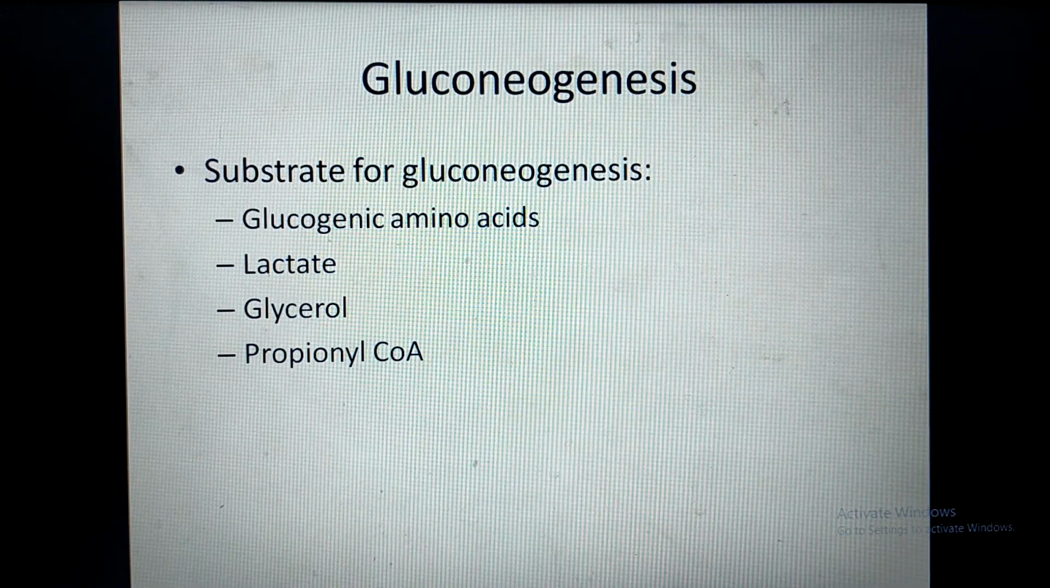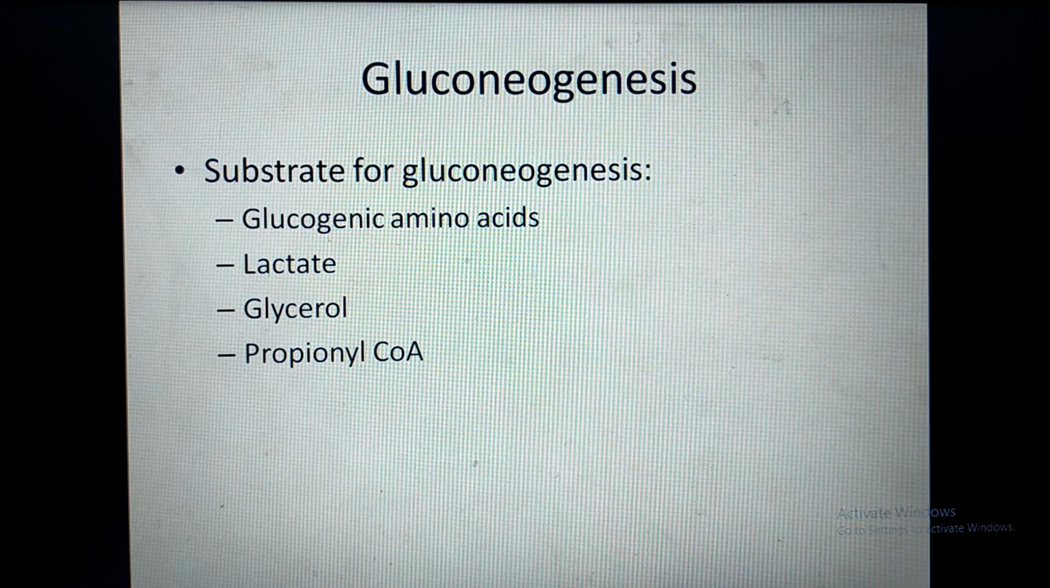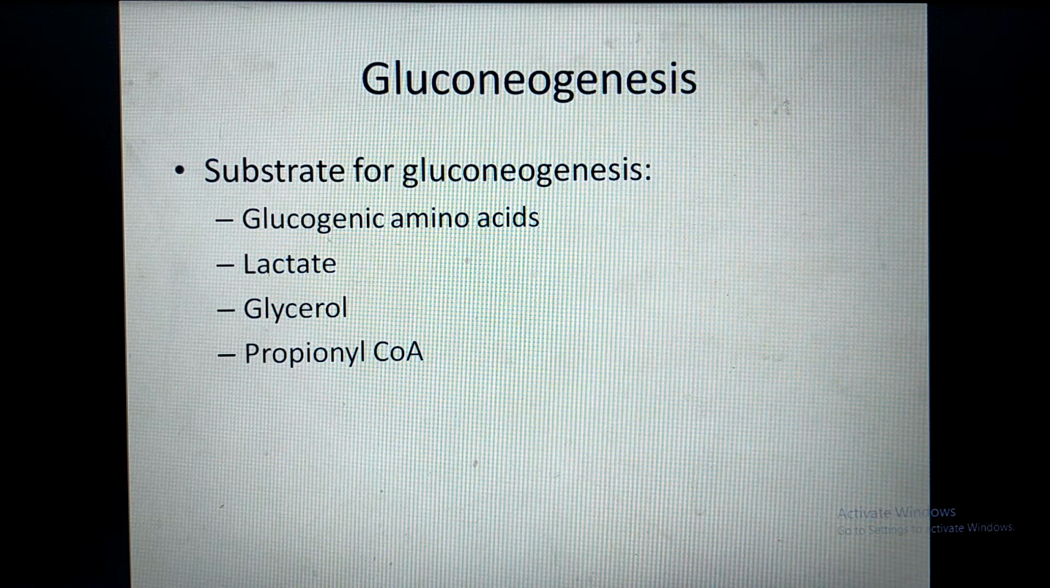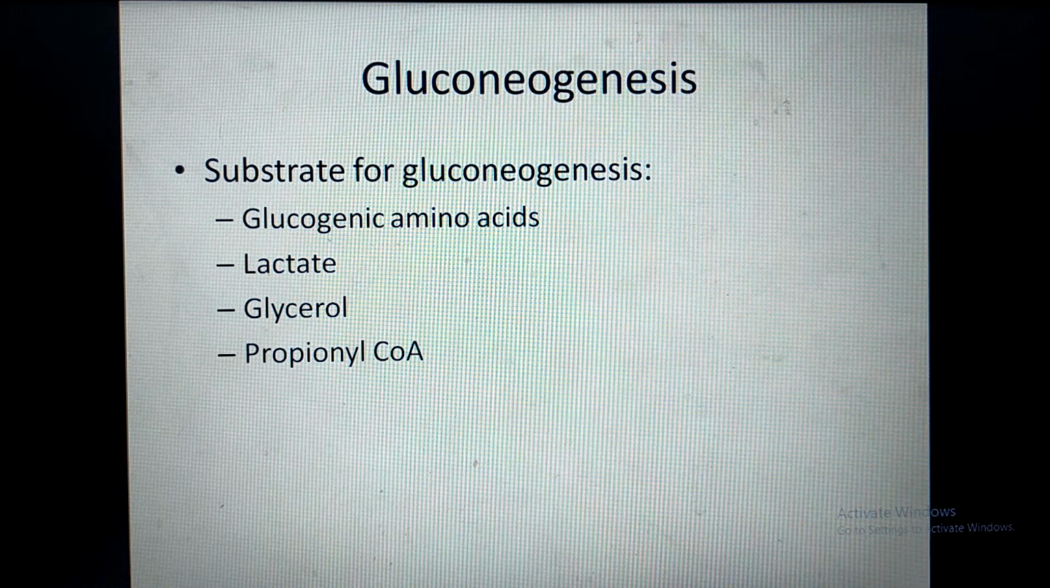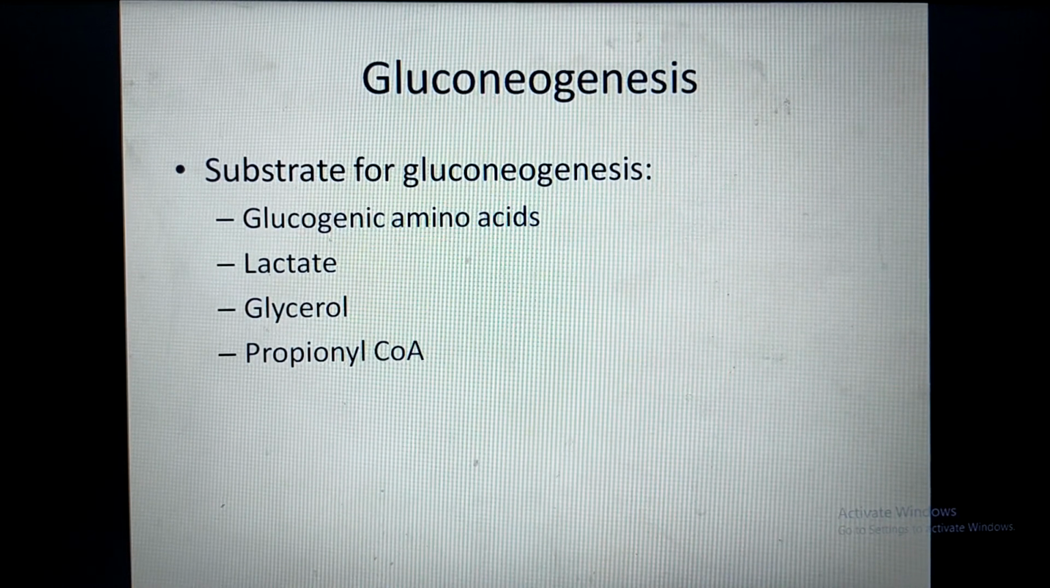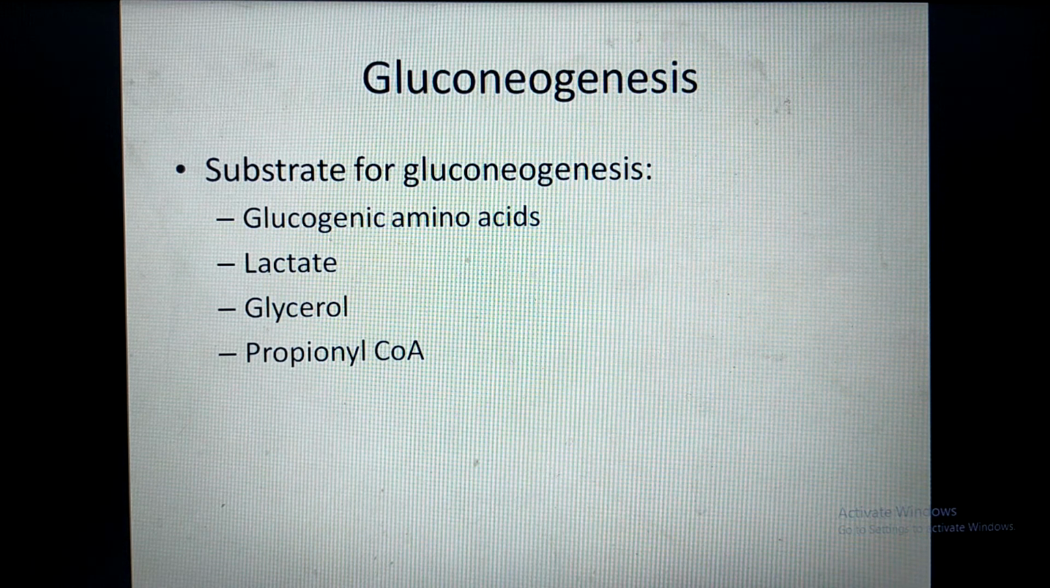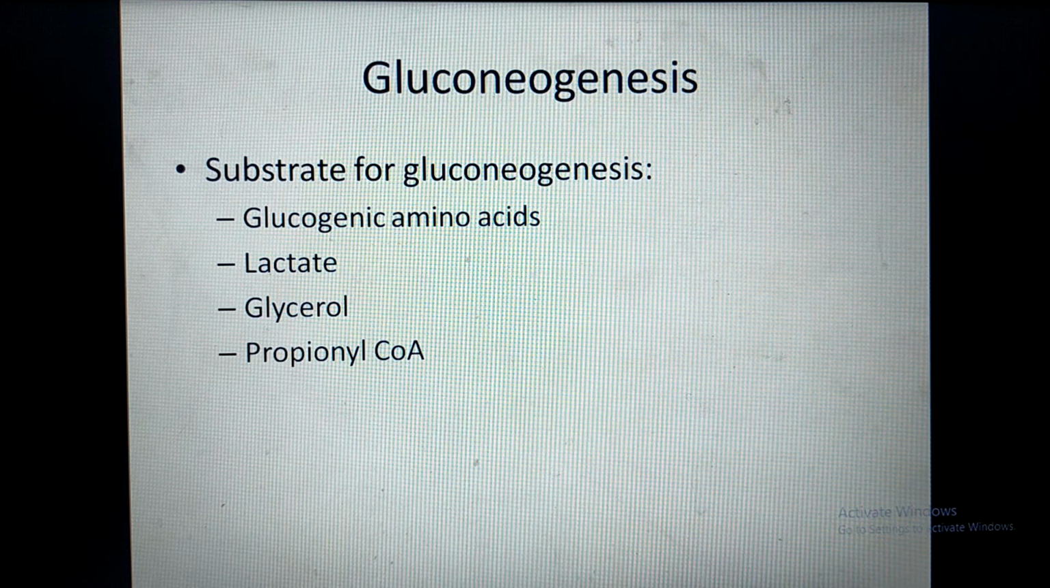Now come to the substrates for gluconeogenesis, that means the non-carbohydrate substances required for gluconeogenesis. These are glucogenic amino acids, lactic acid, glycerol and propionic acid or propionyl CoA. Sometimes a 2-mark question is asked: enumerate the 4 substrates of gluconeogenesis. So these are the substrates required for gluconeogenesis.